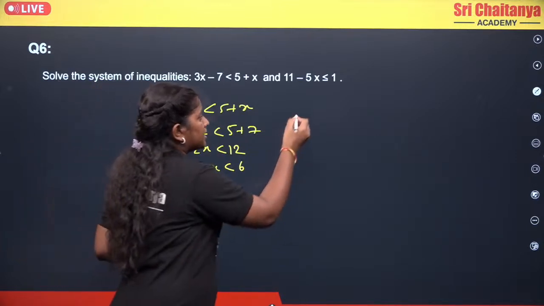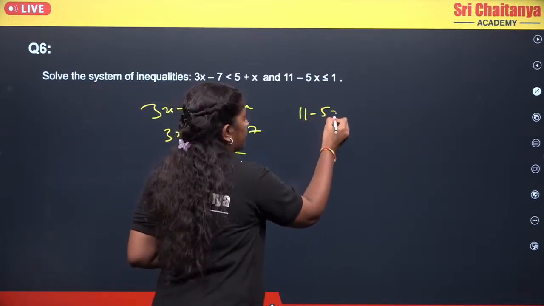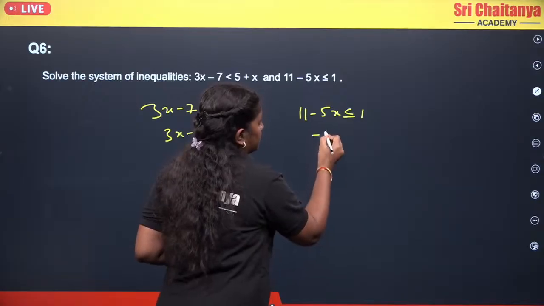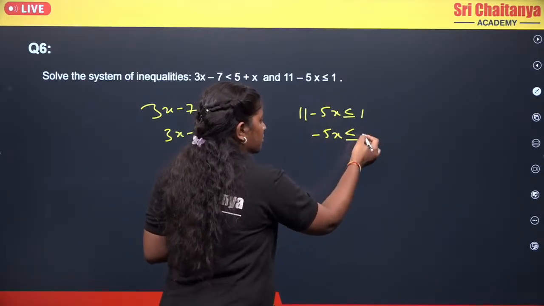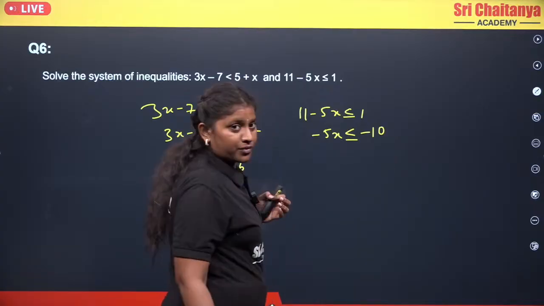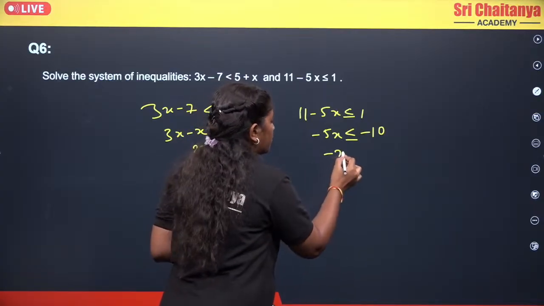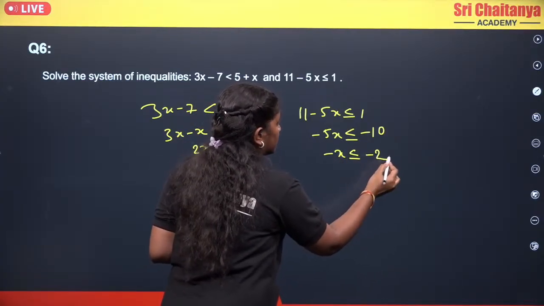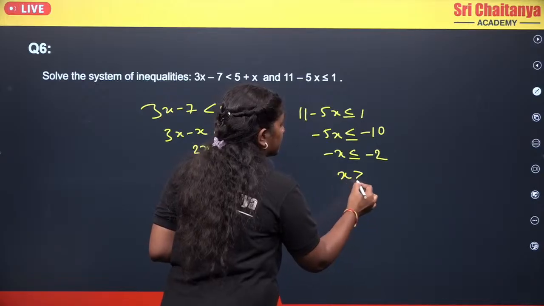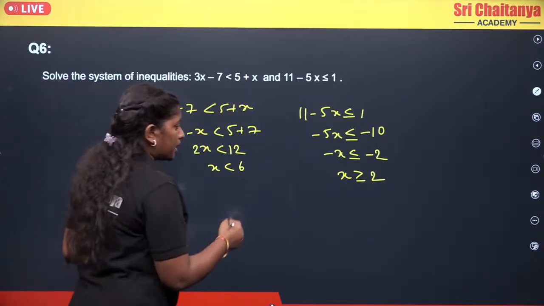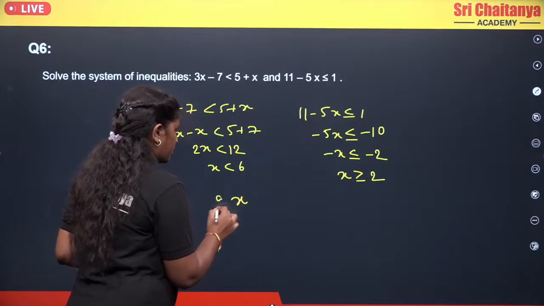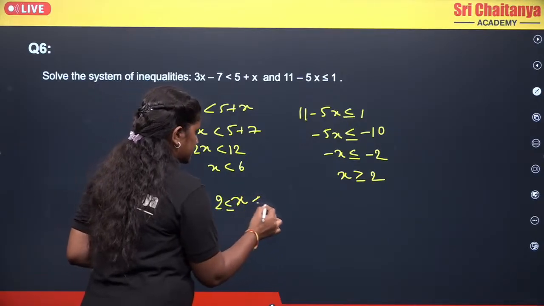Coming to the next inequality, 11 minus 5x less than or equal to 1. So minus 5x less than or equal to minus 10, moving the 11 across. Now minus x less than or equal to minus 2, so x will be greater than or equal to 2. Understood? Now if you combine those two, we get 2 less than or equal to x less than 6.